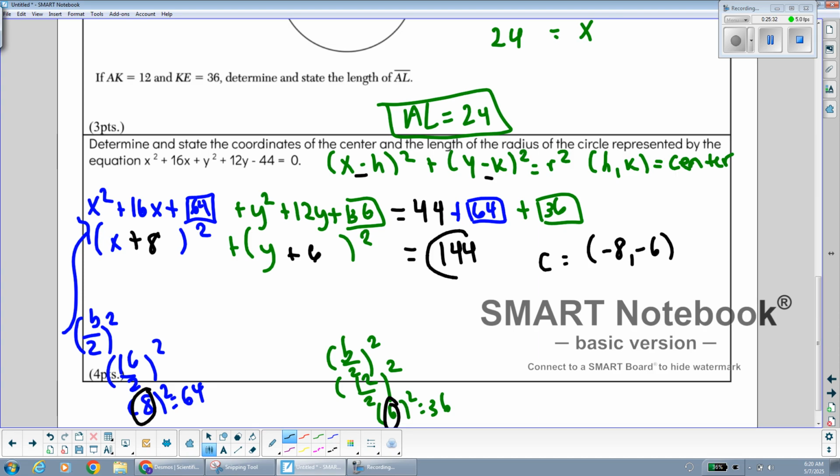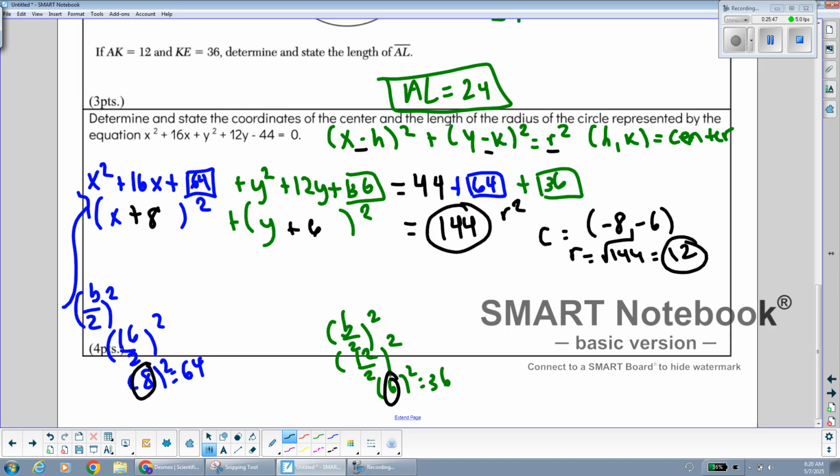And then remember this side is r squared, as you can see over here. So r would be radical 144, which is simply just 12. So here the center of our circle is -8, -6, and our radius is 12.